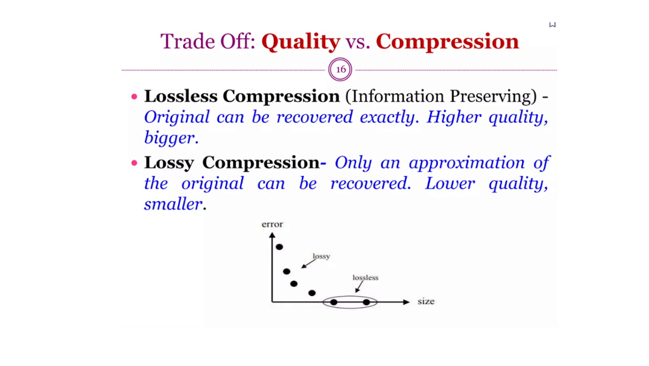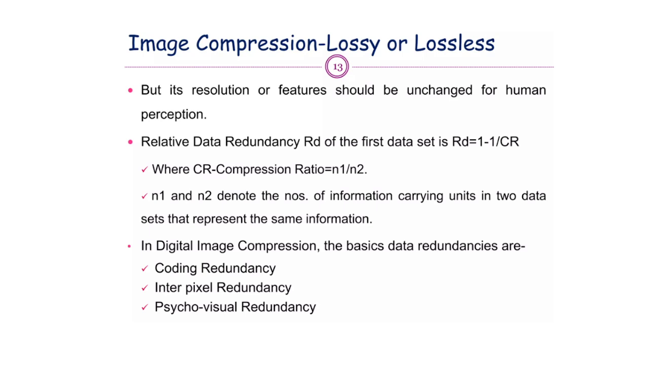These are the steps to be done when you go for compressing an image. Then we'll look at lossless compression and lossy compression. If the original image can be recovered exactly, with high quality and bigger size, that is called lossless compression. Here the information is preserved. In lossy compression, only an approximation of the original can be recovered. So a part of the image only can be recovered after decompressing, and it has low quality and the image also looks smaller.